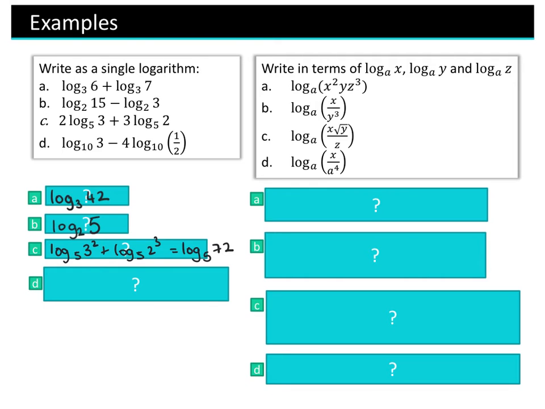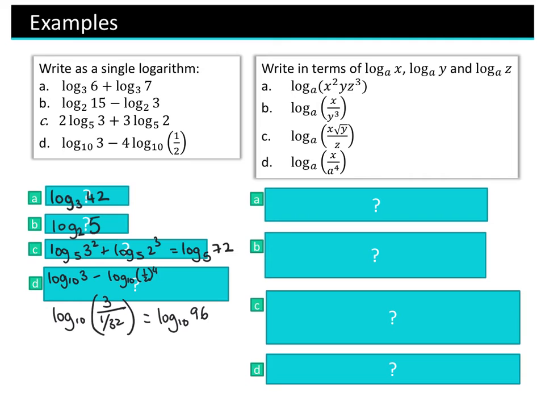Okay? Part D. Log base 10 of 3 minus 4 log base 10 of a half. So, first of all, they are the same base. So log base 10 of 3 minus log to the base 10 of a half to the power of 4. Okay? This is 1 over 32, isn't it? So this is the same as writing log to the base 10 of 3 over 1 over 32, which is the same as log to the base 10 of, 3 divided by 1 over 32 is in fact 96. Okay? So, that was nice, quick, simple, easy.